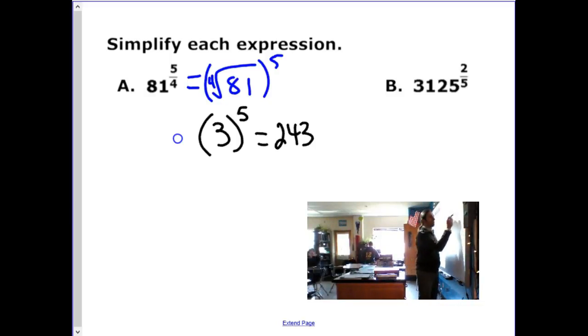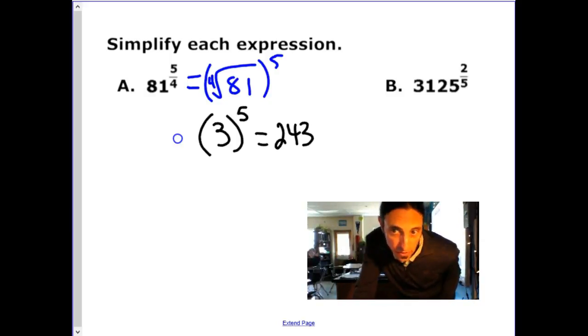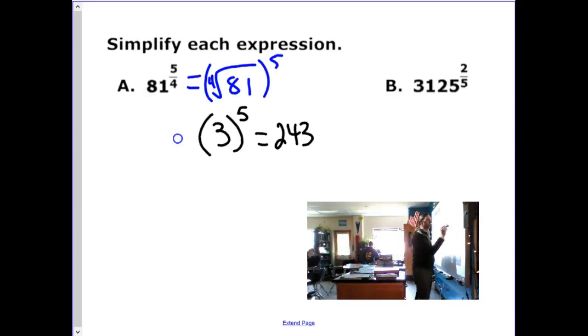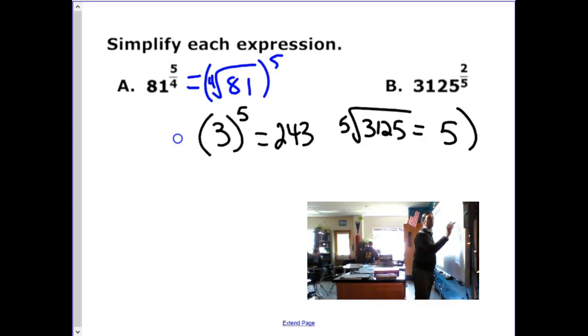The second one here, again, I try to do the roots first. I think it just makes life simpler. But you can also put it straight in your calculator if you're doing it that way. So 3125, the 5th root of that is actually 5. And then I'm going to raise it to the 2nd power.